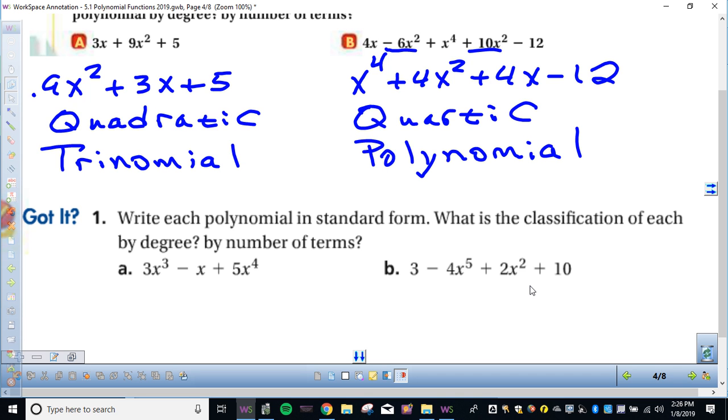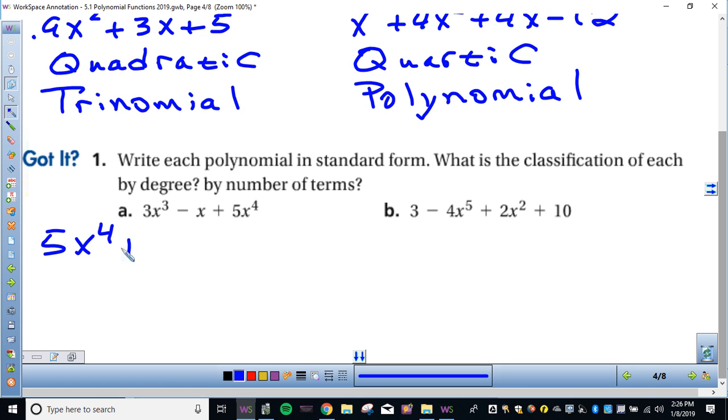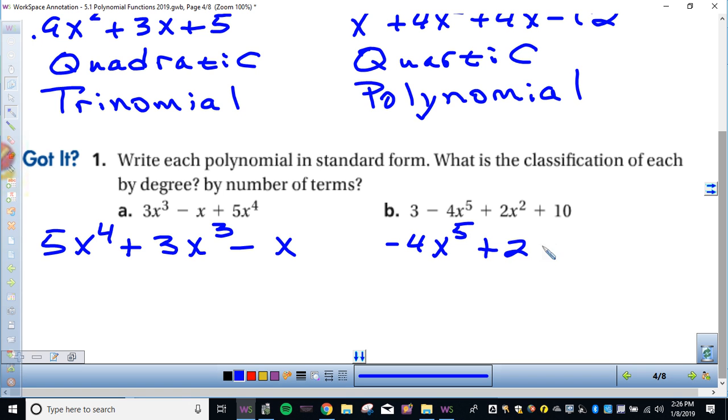First one, highest exponent is x to the fourth, so it should be a quartic trinomial. Second one is what? Quintic trinomial. Excellent. So I'll show you up here how that works if you didn't get that part. So first one, quartic trinomial. Second one, quintic trinomial.